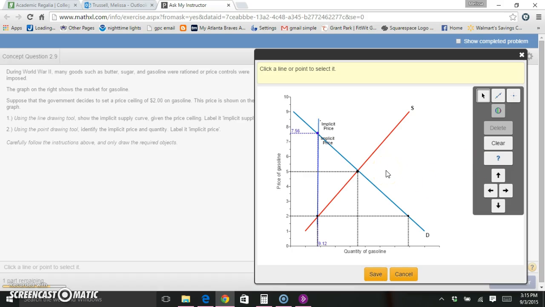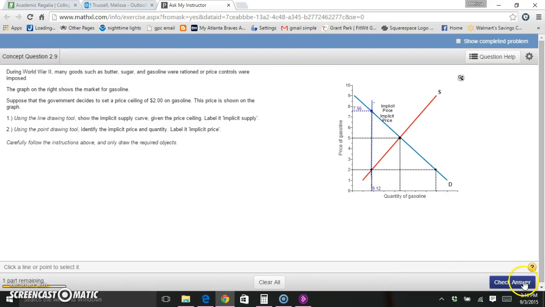So that's all they're asking you to do here, is show that implicit supply line of what is the quantity that's actually supplied at that price ceiling, and then based on that, what is the price that the consumer is going to be willing to pay, by bringing that implicit supply line on up to where it hits the demand line. Click save.